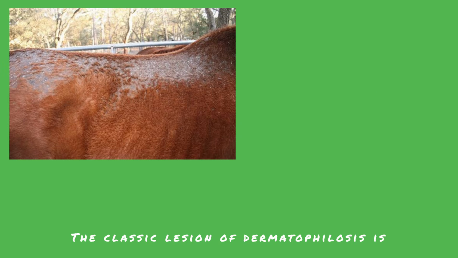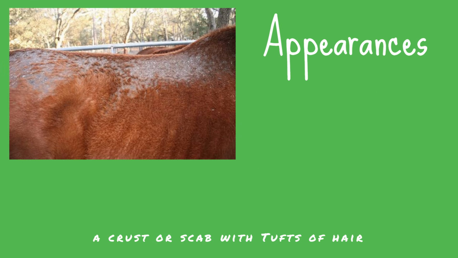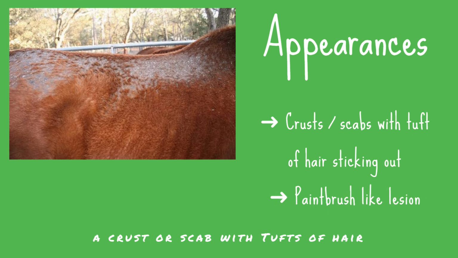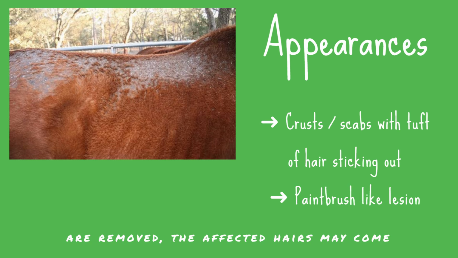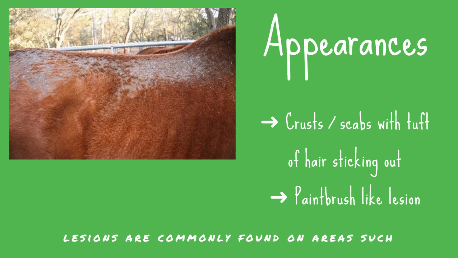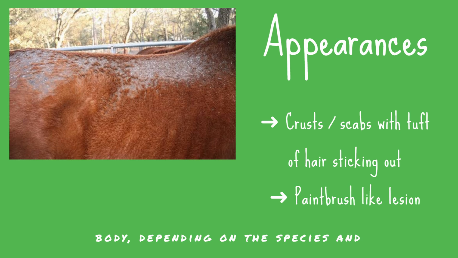The classic lesion of dermatophilosis is a crust or scab with tufts of hair sticking through it. When these crusts are removed, the affected hairs may come away with them. This can create a characteristic appearance, sometimes described as a paintbrush-like lesion. Lesions are commonly found on areas such as the back and other parts of the body, depending on the species and environmental conditions. Again, though, appearance alone isn't enough for a definitive diagnosis.